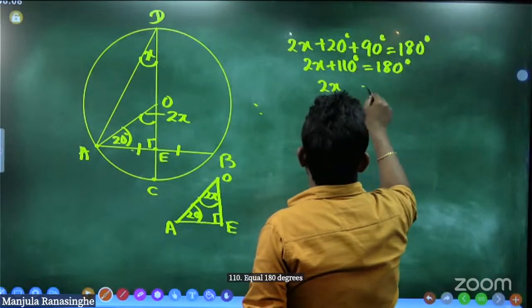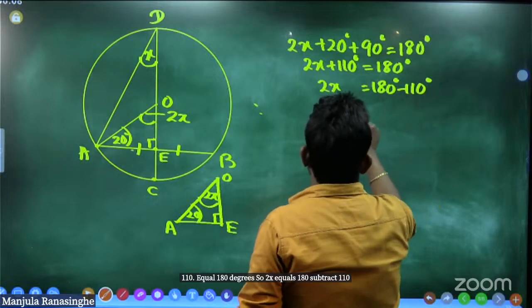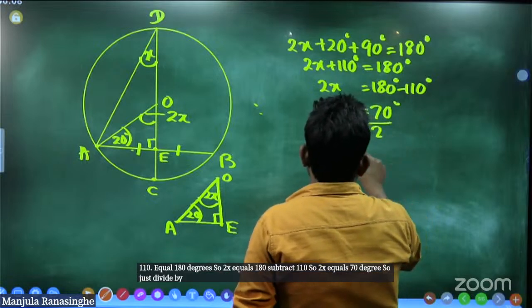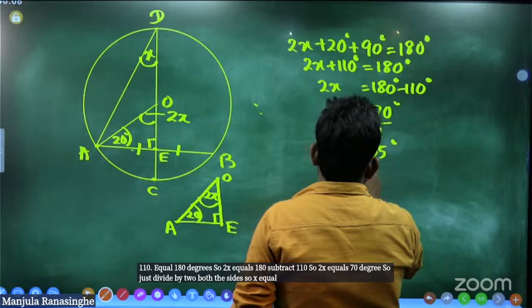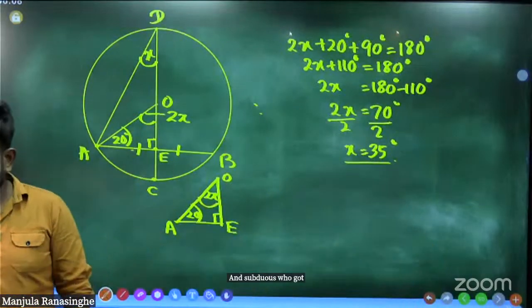So 2X equals 180 subtract 110. So 2X equals 70 degrees. So just divide by 2 on both sides. So X equals 35 degrees. And substitute the answer. X equals 35.